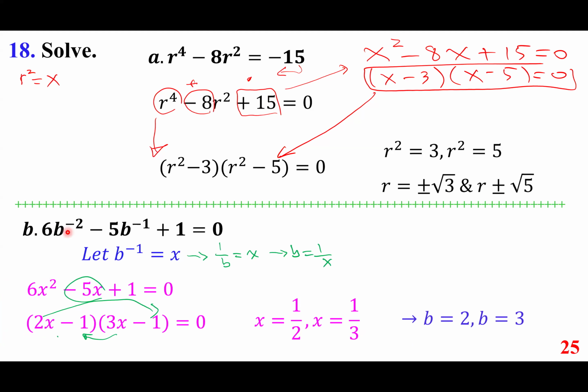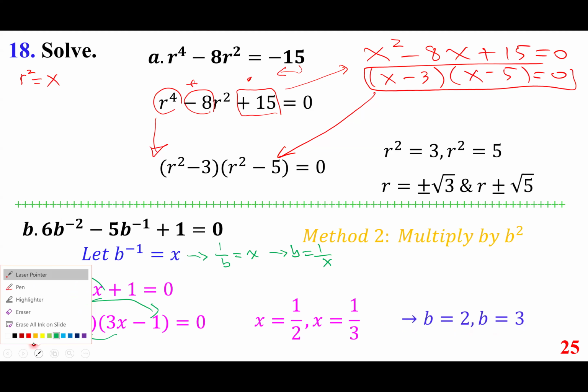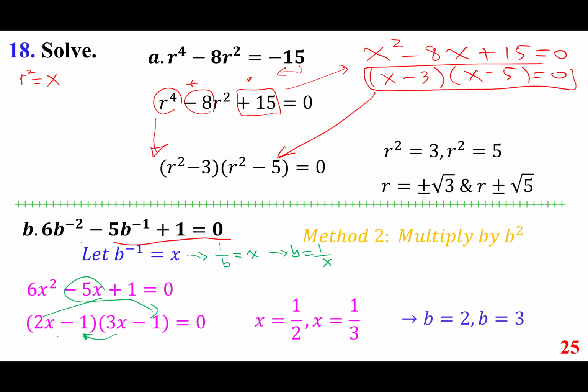Now, the second method, and I'm not going to go over that, I highly recommend you try it on your own. Because this is b to the power of negative 2, multiply both sides by b squared. So I hope you see that. I'll give you just one step. So if I multiply this one by b squared, I hope you see that you get 6 minus 5b plus b squared equals 0. Put it in descending order and solve it. That's another way, and it's just as easy.